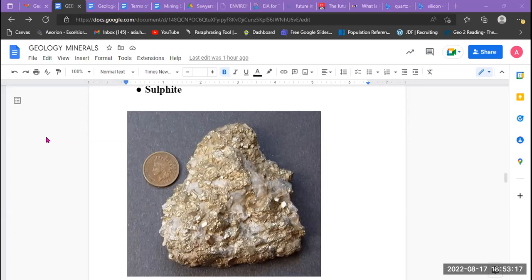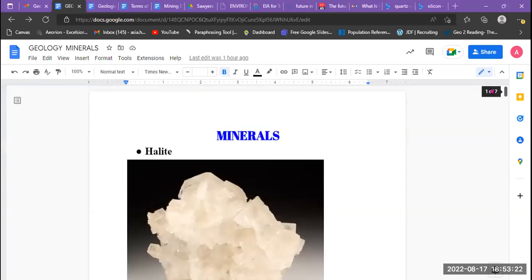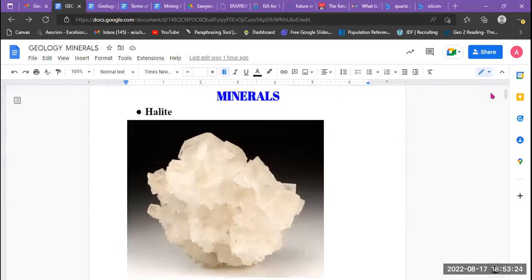Can you bring up your halite for me, please, Asia? Scroll up to it, please. What can you say about halite? How do you think it looks? Like light reflecting from it. Oh, okay. Somebody say it looks like salt. It looks like ice. And that's crystal like salt.